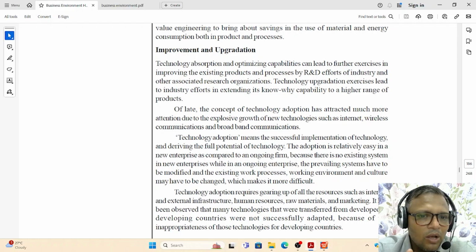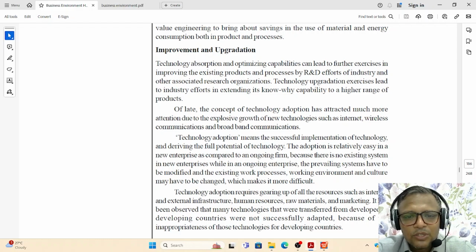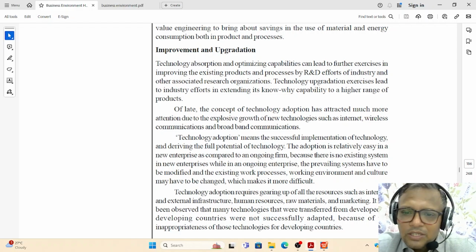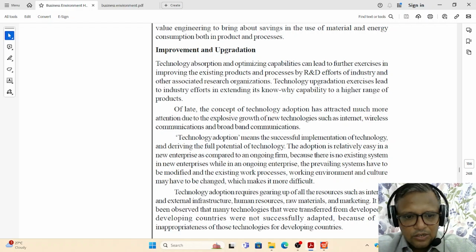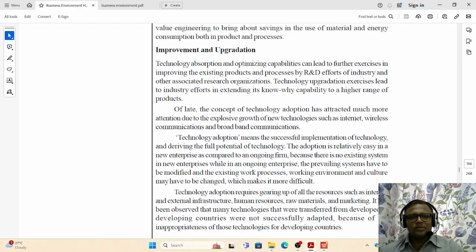Of late, the concept of technology adoption has attracted much more attention due to the explosive growth of new technologies such as the internet, wireless communications, and broadband communications. Thus, technology adoption means the successful implementation of the technology and deriving its full potential. The adoption is relatively easy in new enterprises as compared to ongoing firms because there is no existing system in the new enterprises, whereas in an ongoing enterprise the prevailing systems have to be modified and the existing work processes, working environment and culture may have to be changed, which is usually very difficult.